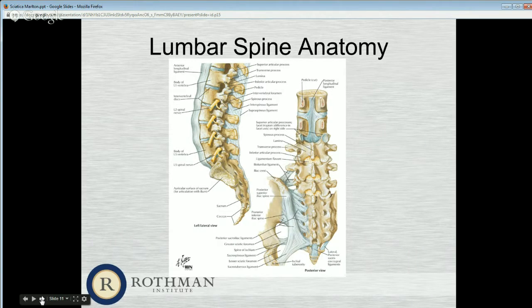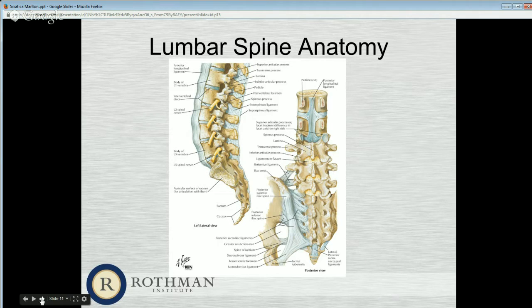And then the white things are the ligaments that hold the spine together and keep it strong so that it doesn't slip and doesn't move around. And then you have joints of the spine here called your facet joints right there. So that's the anatomy. Any questions on the anatomy?